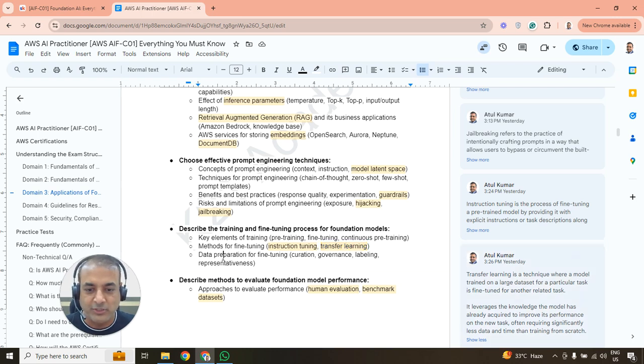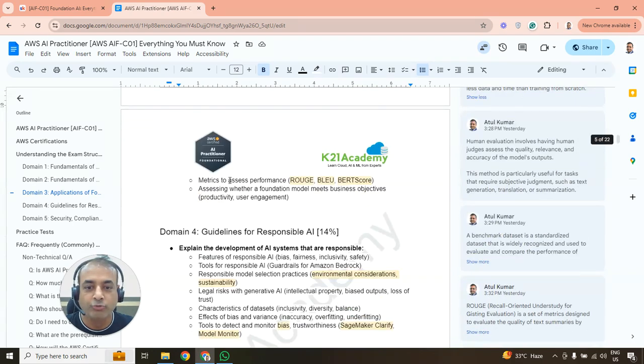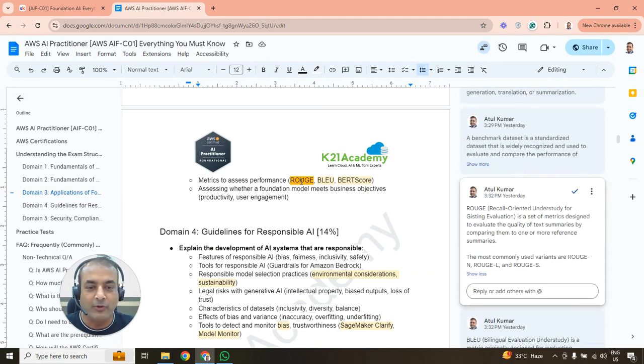Also, there's data preparation for fine-tuning: curation of the data, data governance, labeling, representativeness. Don't feel overwhelmed, you'll be learning all these things in a very simple way. Also, describing foundation model performance. This is where we will be looking at human evaluation, benchmarking data sets, and so on. Also, understand the metrics to see whether performance is right or wrong, and there are different methods of calculating this.